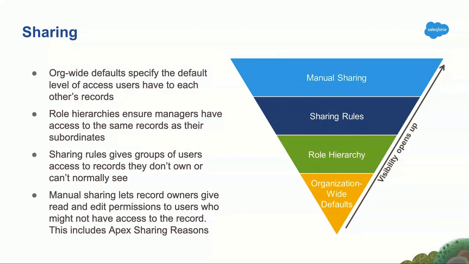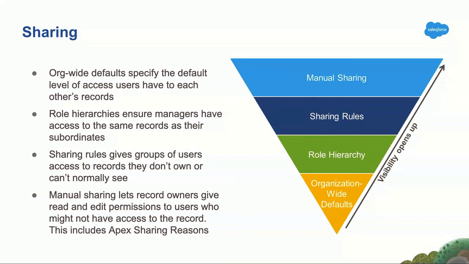Now that you have configured object permissions and field permissions, it is now time to configure sharing, which is record level access. The best way to understand sharing is this pyramid and to view it from bottom up as opening up access. At the bottom of the pyramid, we have our org-wide defaults. This is the default record level access. There are two types of org-wide defaults, one for internal users, one for external users.